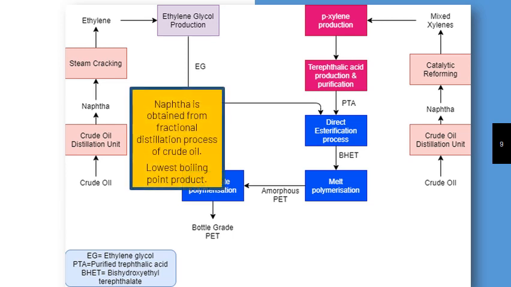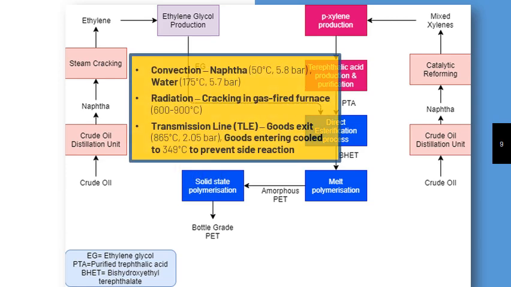We start at the crude distillation unit, where crude oil forms naphtha. Naphtha is obtained from fractional distillation of crude oil because it is the lowest boiling point product, the bottom product of the distillation unit. Then naphtha undergoes steam cracking to produce ethylene, and this process is divided into three sections: convection, radiation, and transmission line.